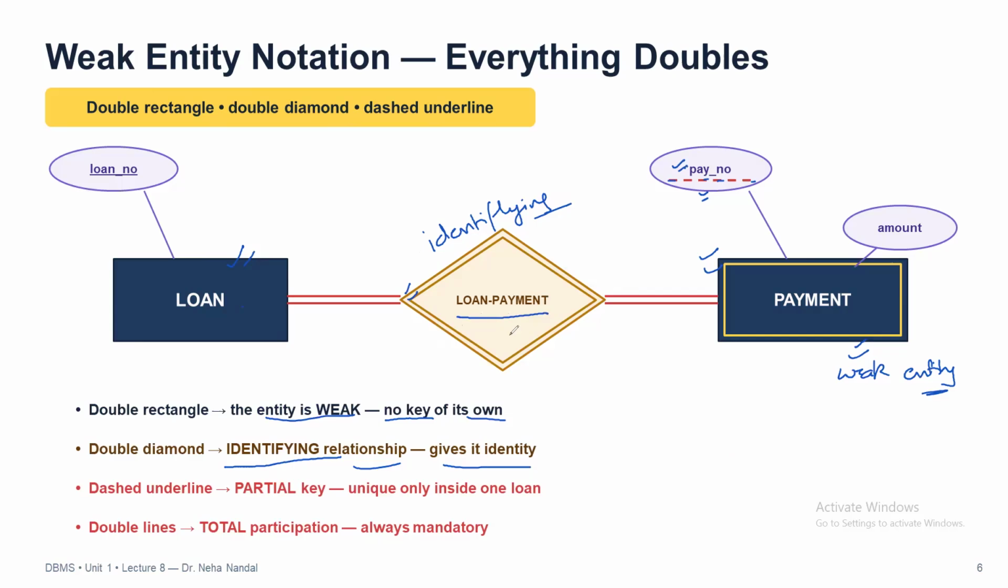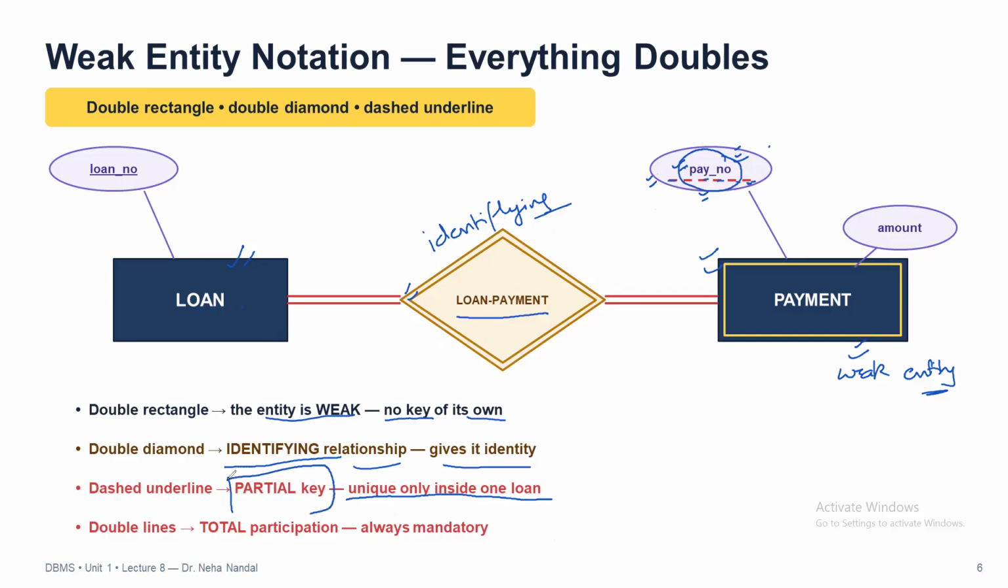See, the attribute that is almost a key, payment number, is almost a key but it is not a key. It is represented with a dashed line. It is unique only within one loan. Please remember these things so that it will help you think of different types of weak entities, because this is just one example. You have to think of many ones like this. So it is called a partial key.